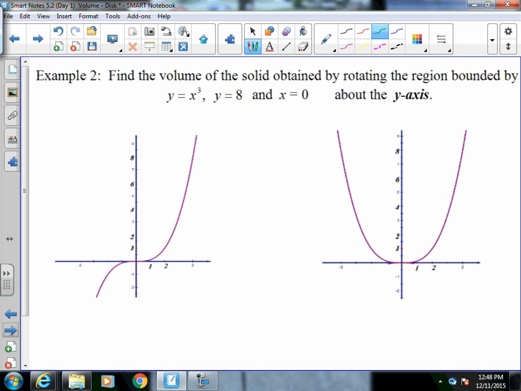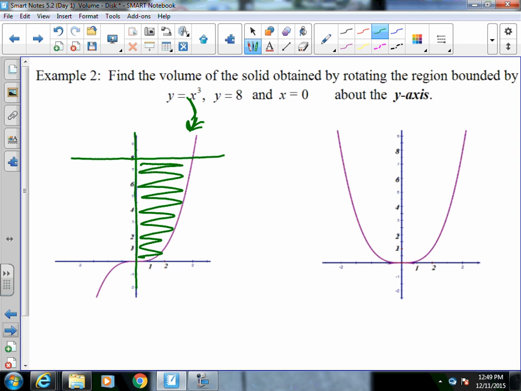This one is slightly different because it says find the volume of the solid obtained by rotating the region bounded by y equals x cubed, y equals 8, and x equals 0 about the y-axis. This time we're rotating it about the y-axis. And y equals x cubed is this line. y equals 8 is a horizontal line at 8. x equals 0 is a vertical line at 0. So we're talking about this section here that's going to be rotated.